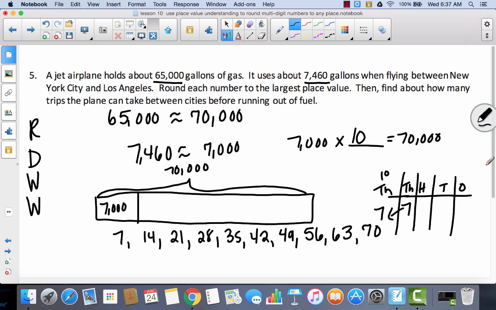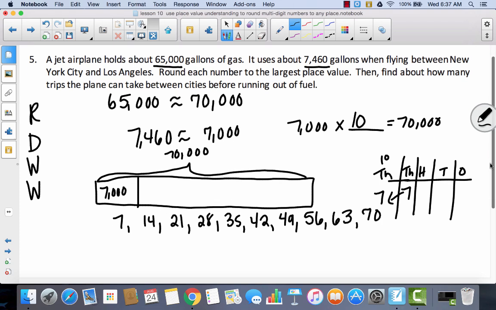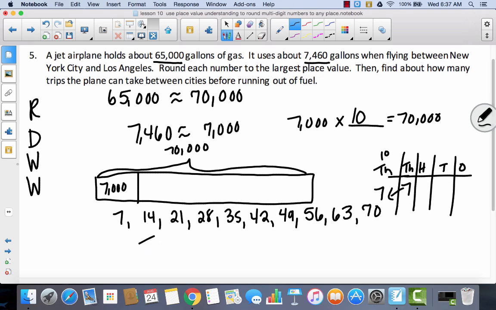So now I have to answer the question. The question is, how many trips can the plane take between cities before running out of fuel? Well, the answer is the plane can take 10 trips. Okay, and I could finish that with before running out of fuel, but that's okay if I just say the plane can take 10 trips.